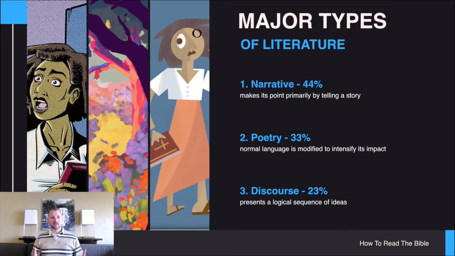Narrative makes up about 44% of the scriptures, and a narrative makes its point primarily by telling a story. Poetry makes up about a third, about 33% of the Bible, and poetry is normal language that is modified to intensify its impact. The last type is discourse, which represents about 23% of the Bible, and discourse presents a logical sequence of ideas in order to make its point.